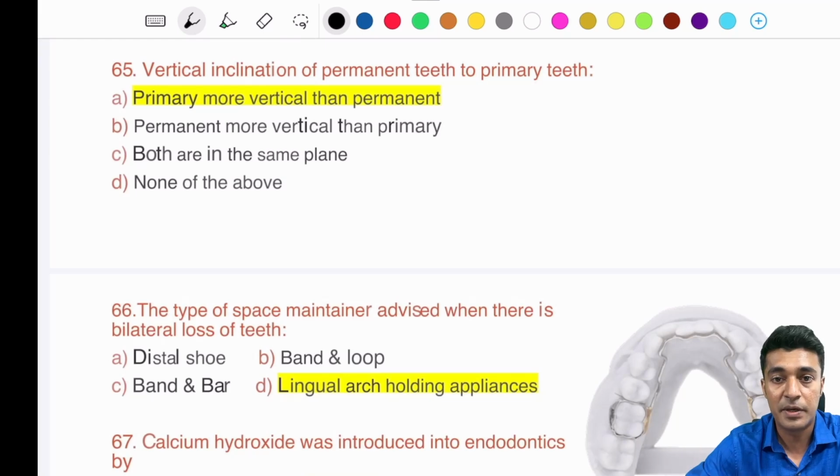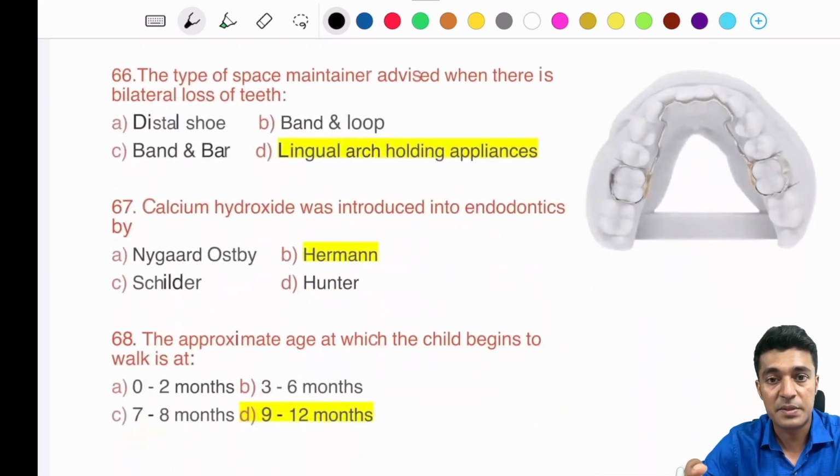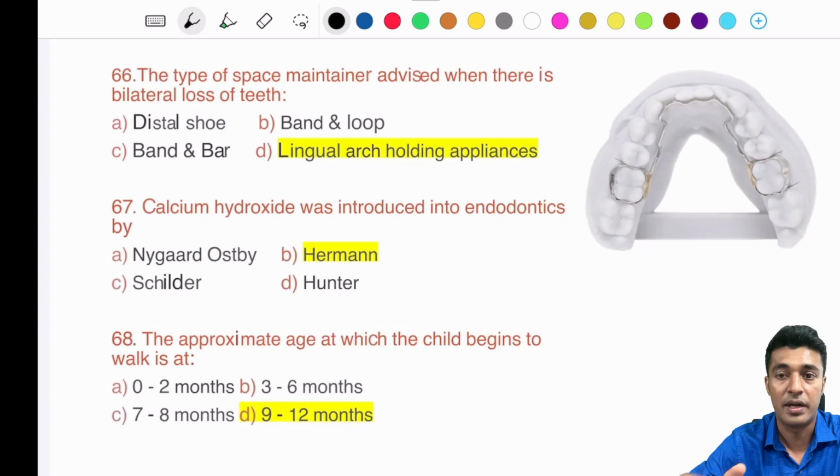Vertical inclination of the permanent tooth to primary teeth. The primary is more vertically oriented than the permanent. The type of space maintenance advised when there is a bilateral loss of the tooth is the lingual arch holding appliance.